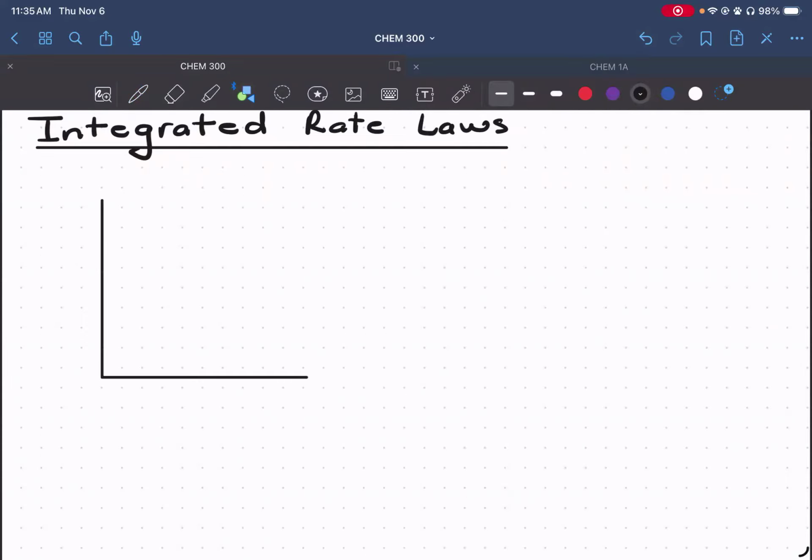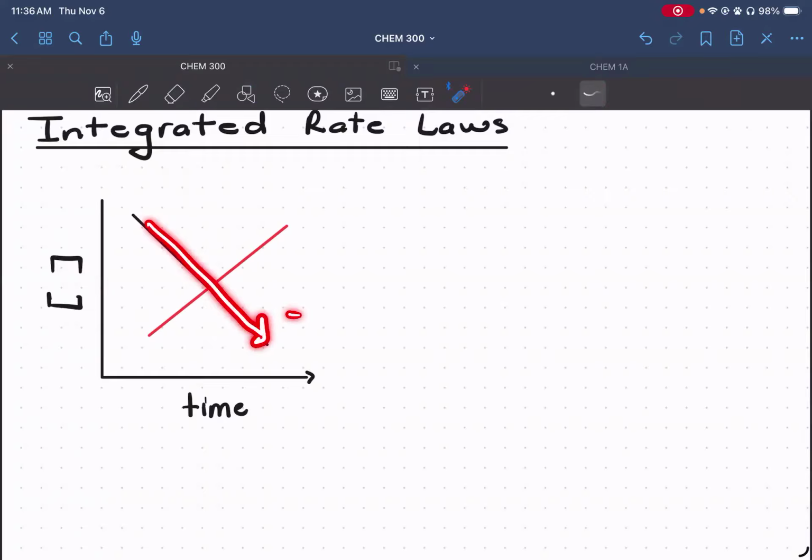We've talked a little bit about how we expect the concentration of a reactant or product to change over the course of a reaction. And of course, we expect that to be either a negative slope or a positive slope overall. Of course, a downward slope is the negative, and the upward slope is the positive.